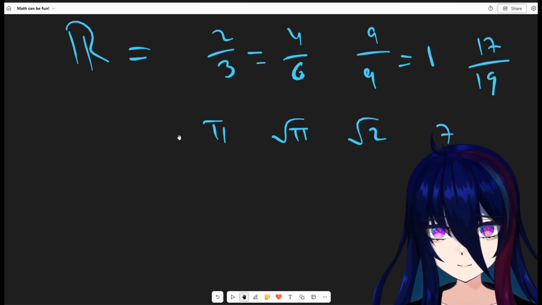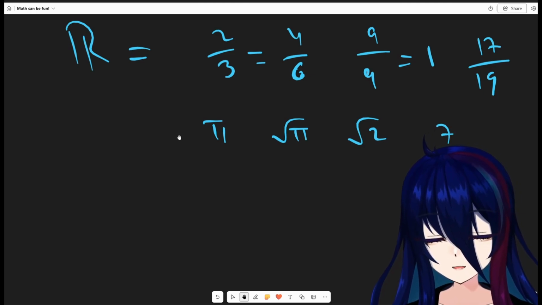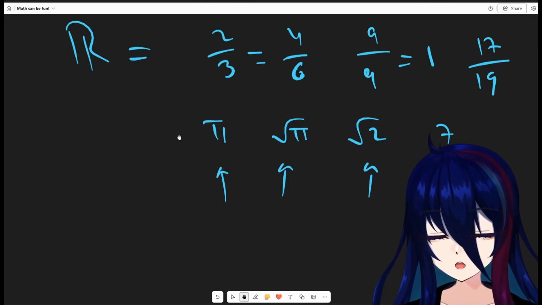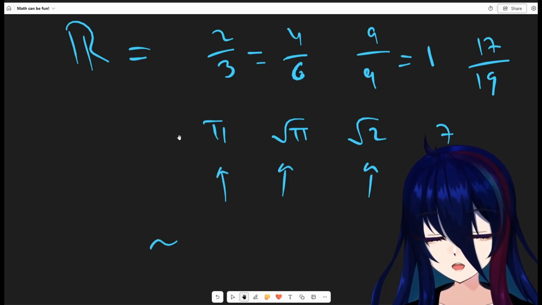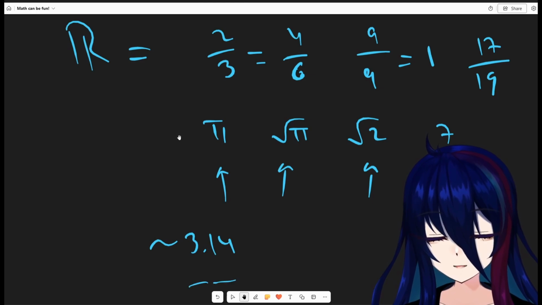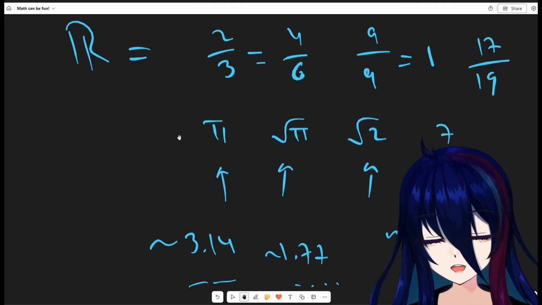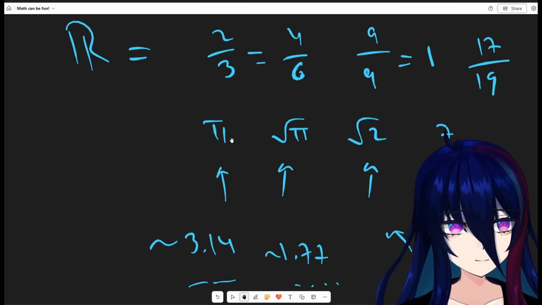7. Most of these seem simple. Most of these fall into the area of n over m, number over number, except these 3 certainly do not. They fall into examples like 3.14, but it actually goes on for a while. 1.77, but it actually goes on for a while. This is also like 1.7-ish. Goes on for a while.